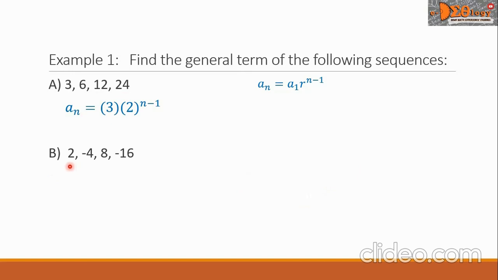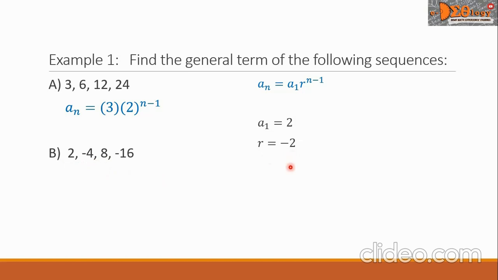The first term is 2, second term is negative 4, third term is 8, fourth term is negative 16. Let us collect the first term, that is 2, and the common ratio is negative 2. Just to check, if we take this negative 4 divided by 2, that is negative 2. Or this 8 divided by negative 4 is negative 2. Or this negative 16 divided by 8 is negative 2.